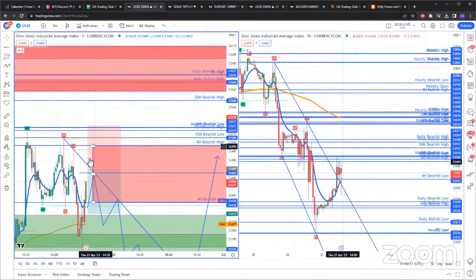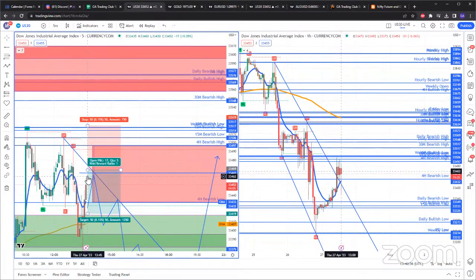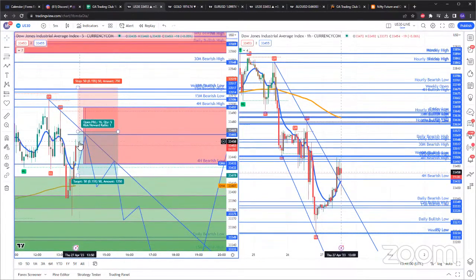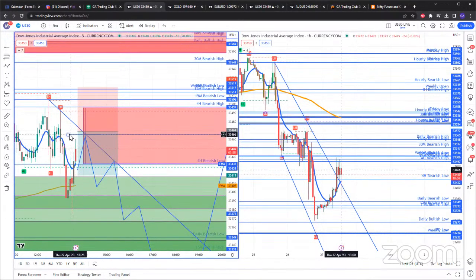For this entry, I will wait for how this candle will close. I'm not going to enter on the exact retest. I'll wait for the closure of this candle. So ideally, I'm looking for this candle to retest and close below.